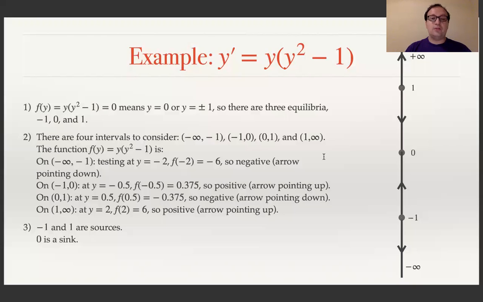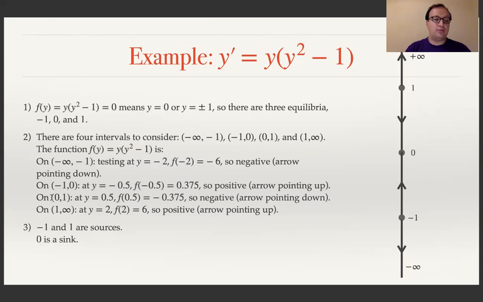And then on minus 1, 0, we can choose any point between minus 1 and 0. For example, let's choose minus 0.5. And then f of minus 0.5 is 0.375. So this is positive. It's a positive value. This is all that we care about, the sign of the value. We don't care about the value itself.